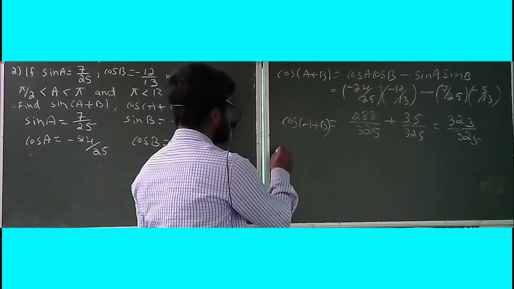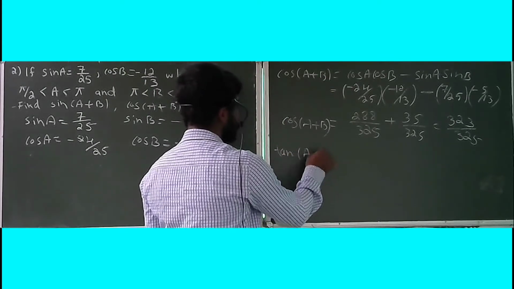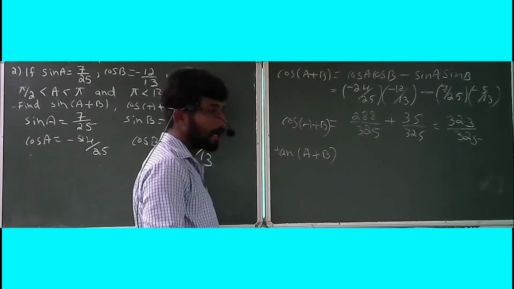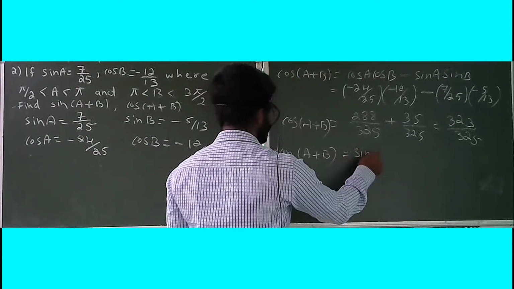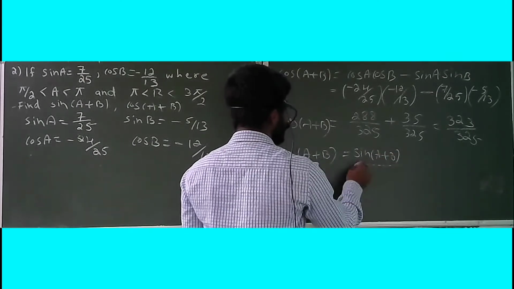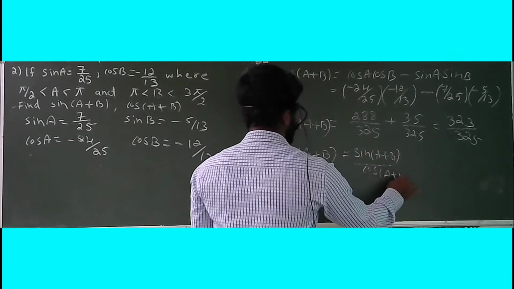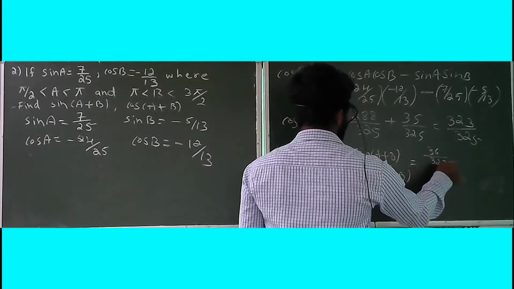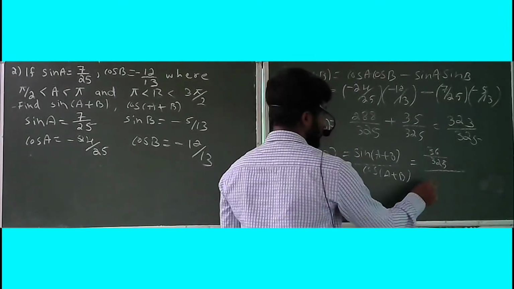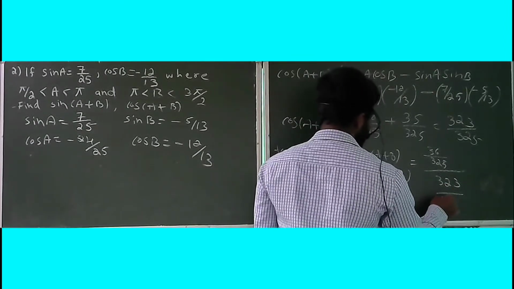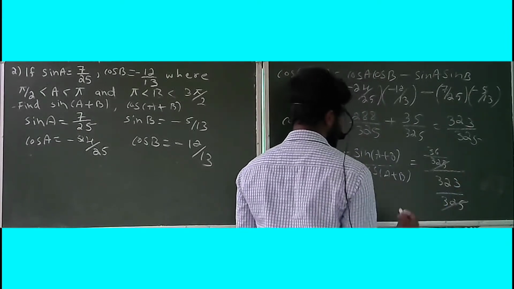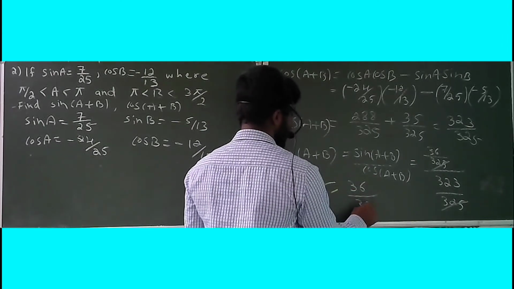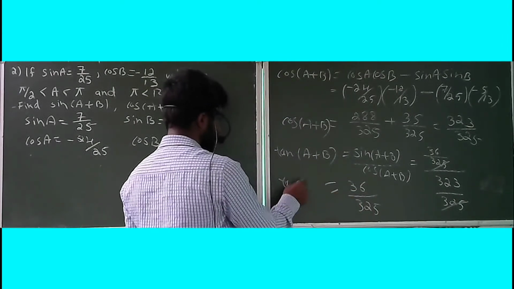Suppose tan of A plus B is asked, then no need to find tan A, tan B values. You can solve it directly. Tan of A plus B is equal to sin of A plus B divided by cos of A plus B. Now see, what is sin of A plus B? 36 divided by 325 divided by cos of A plus B, 323 divided by 325. 325 gets cancelled. It's equal to 36 divided by 323. It's the value of tan of A plus B.